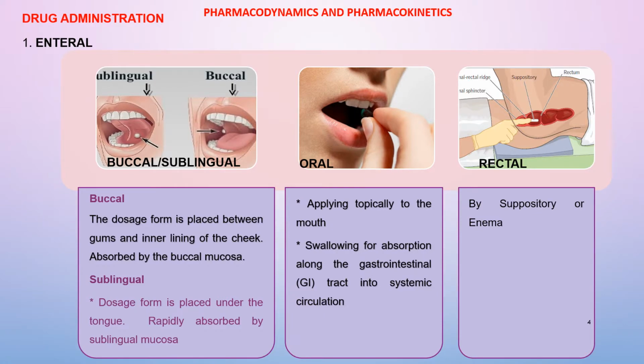Enteral method. This way of administration is done for tablets, syrups, capsules, powders, and granules. In buccal administration, the drug is placed between the gum and the inner lining of the cheek, while in sublingual, the drug is kept below the tongue.